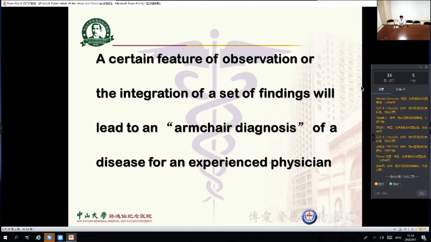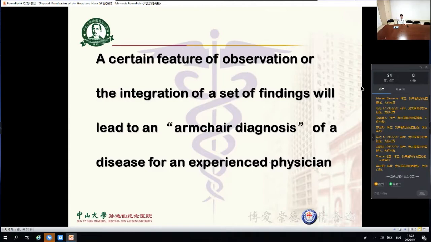A certain feature of observation or the integration of a set of findings will lead to an armchair diagnosis of the disease for an experienced physician. So, there's some magic for a physician. Some physicians will give a very precise diagnosis when he or she integrates all the findings from physical examination and give a correct diagnosis in the old days.